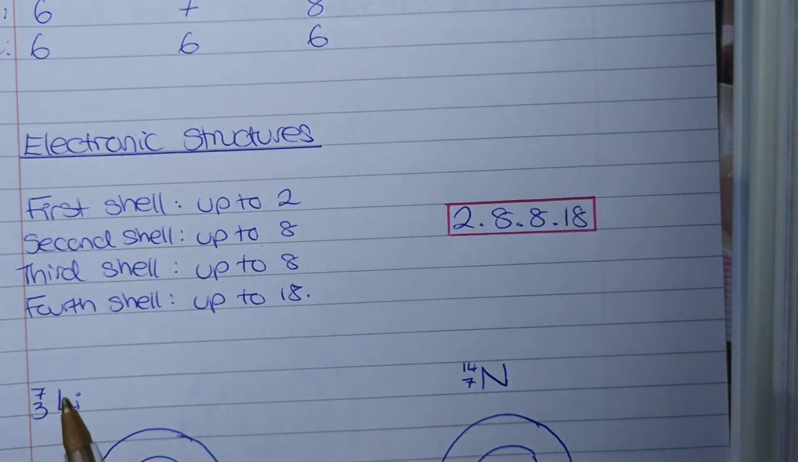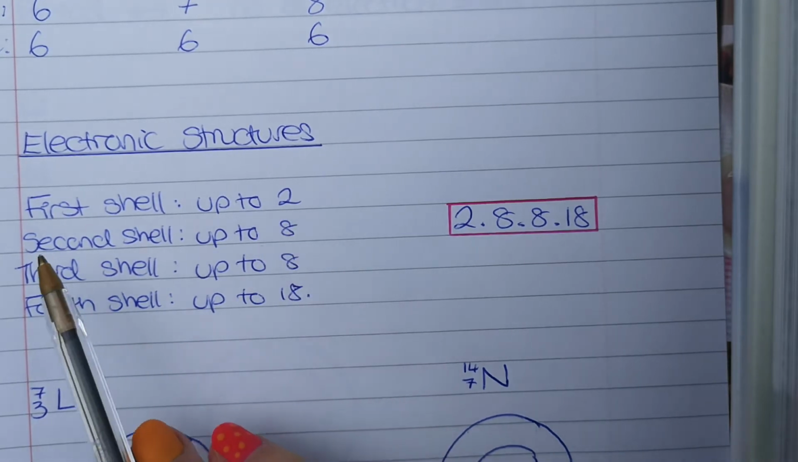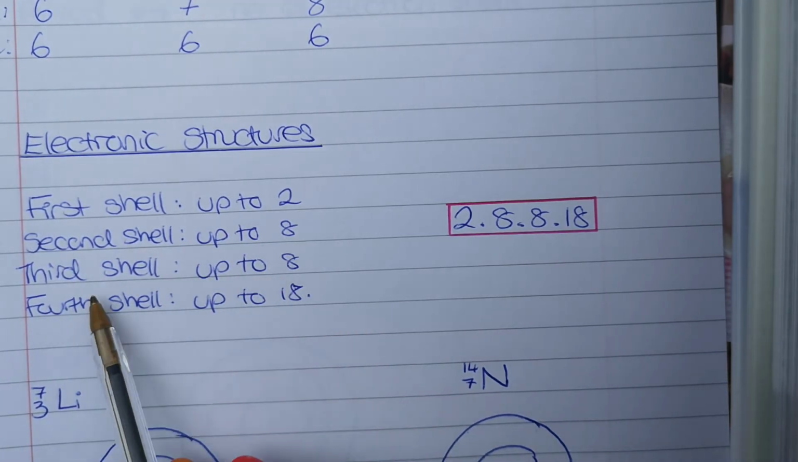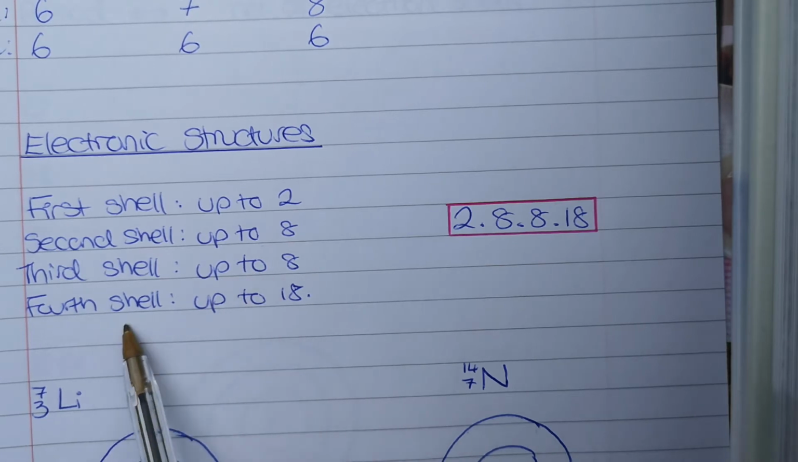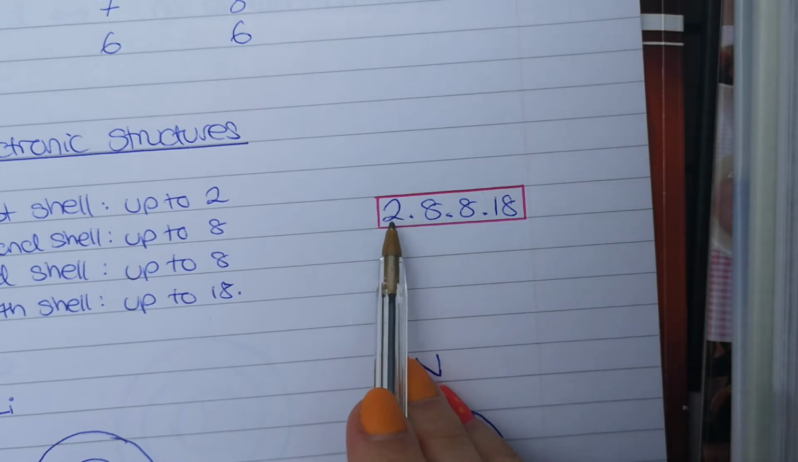So we start filling up from the inside shell. That first shell can fit up to 2 electrons. The next shell can take up to 8. The third shell can take up to 8, and then the fourth shell can take up to 18. And you'll see these electron configurations written with dots in between.